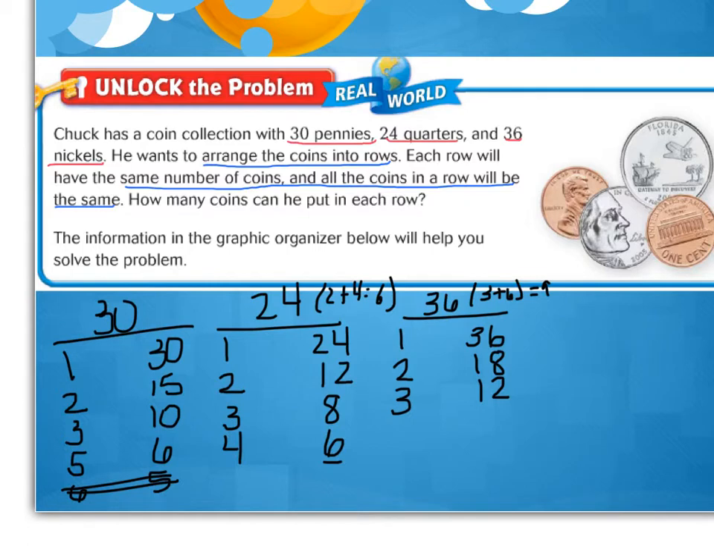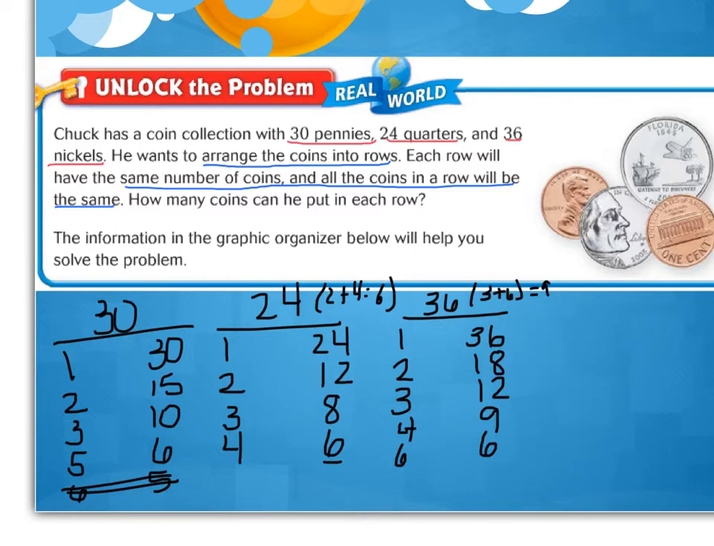I know from my multiplication facts that 4 is a factor of 36 as well, since 4 times 9 is 36. 5 is not a factor of 36 because it ends in a 6, not a 0 or a 5. But 6 is, since 6 times 6 is 36.